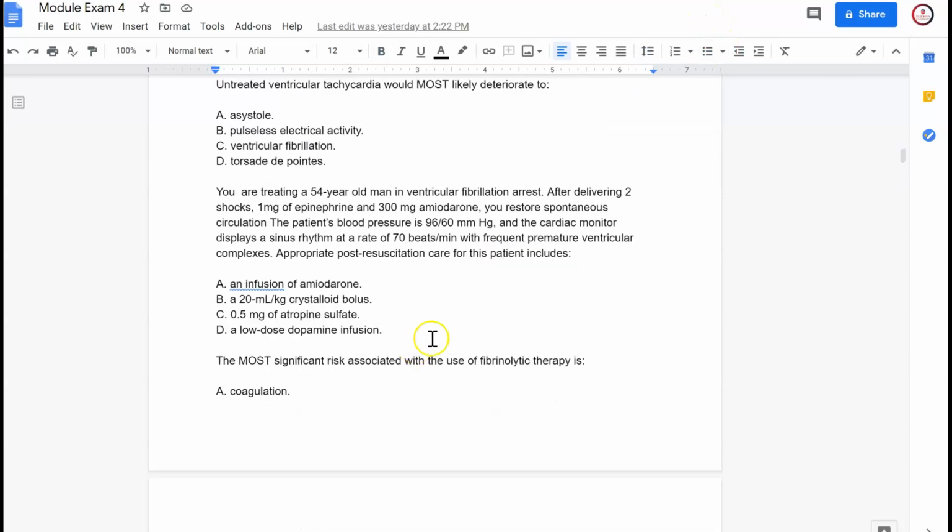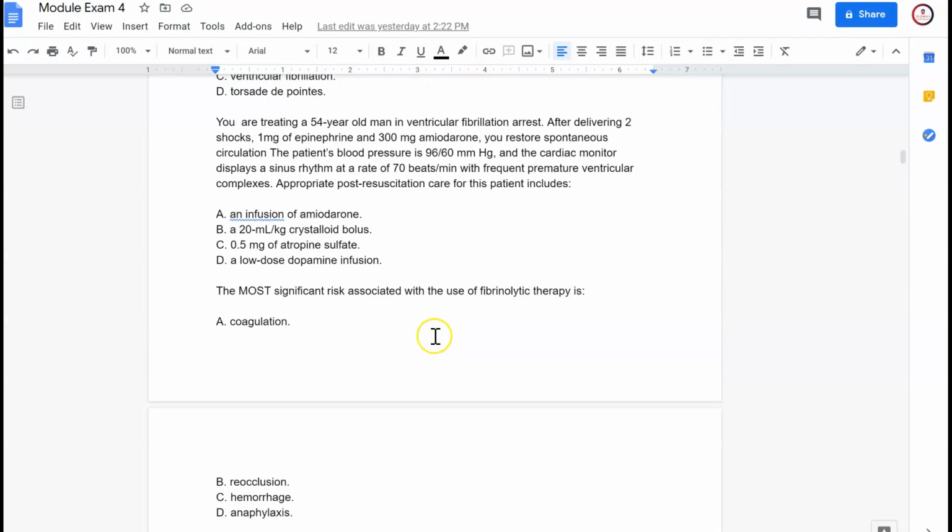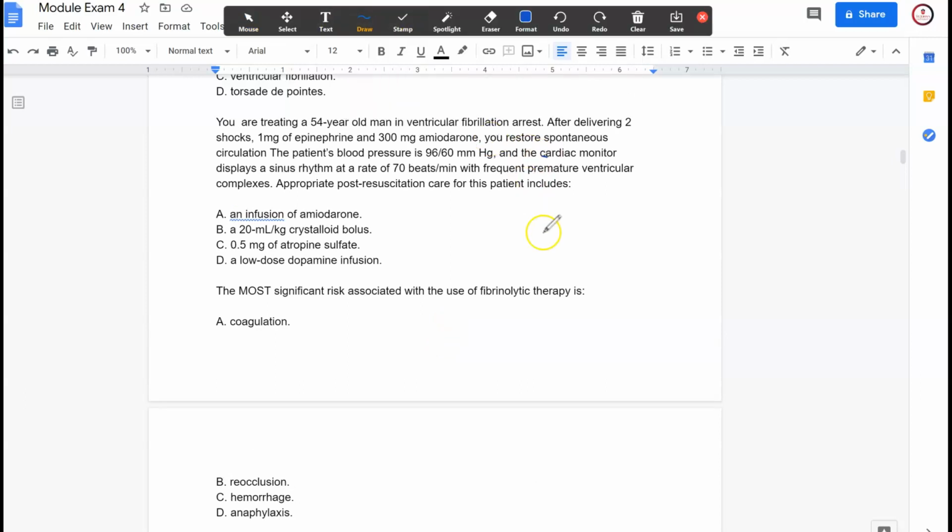You are treating a 54-year-old man in VFib arrest. After delivering 2 shocks, 1 milligram of epi, and 300 milligrams of amiodarone, you restore spontaneous circulation. Good job. The patient's blood pressure is 96/60. The cardiac monitor displays a sinus rhythm at a rate of 70 beats a minute with frequent PVCs. What is appropriate post-resuscitation care for this patient?